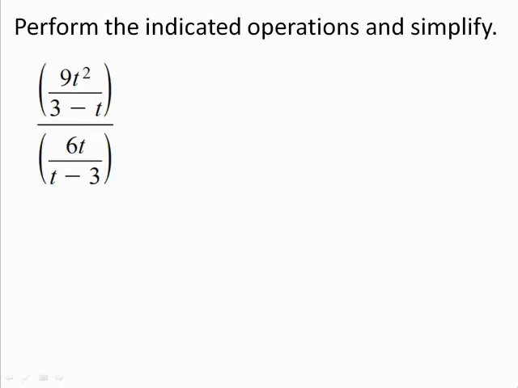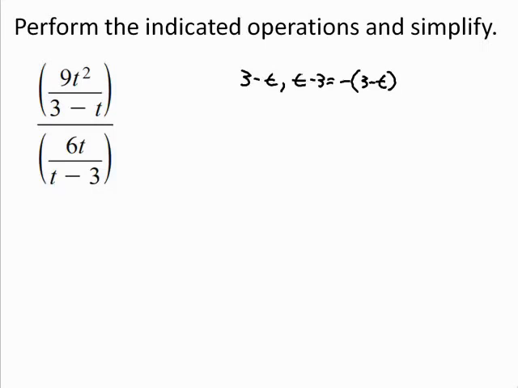Perform the indicated operations and simplify. The quantity 9t squared divided by 3 minus t, divided by the quantity 6t divided by t minus 3. There are fractions in both the numerator and denominator. So multiply both the numerator and denominator by the least common denominator of the two fractions. The two denominators are 3 minus t and t minus 3.